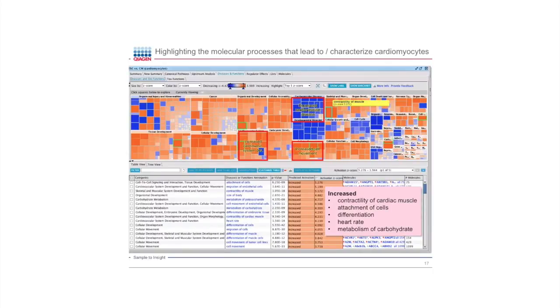Underneath this heat map or tree map, you can see a table where the individual squares from here are represented as rows. So you can see how attachment of cells and migration of endothelial cells are predicted to be increased with a z-score that's very significant. Just to summarize, you see increased contractility, attachment, differentiation, the heart rate going up, and carbohydrate metabolism going up in this cardiomyocyte. This is, again, the last stage versus the start.